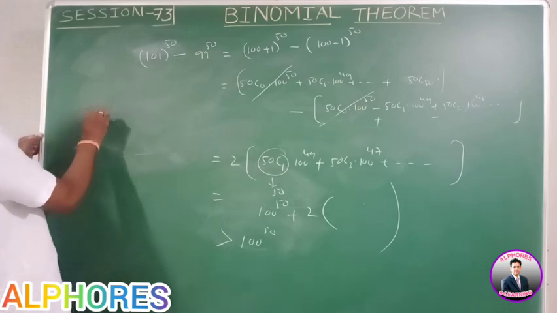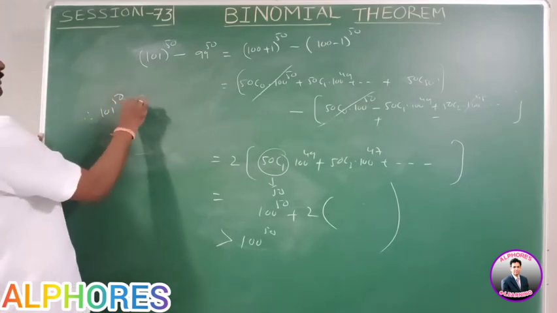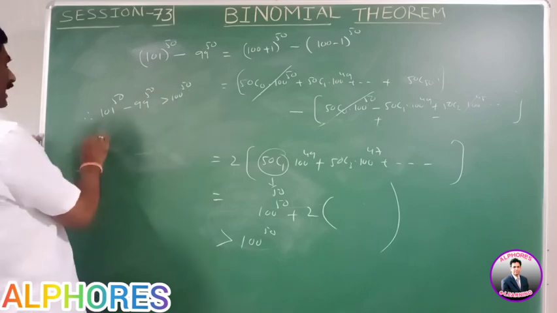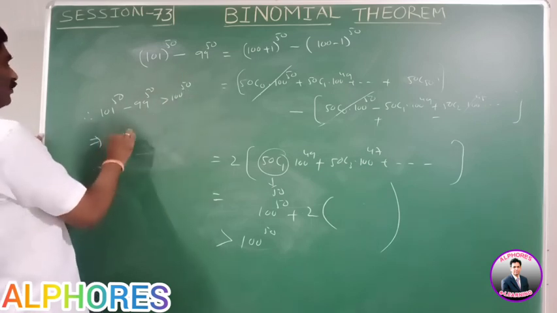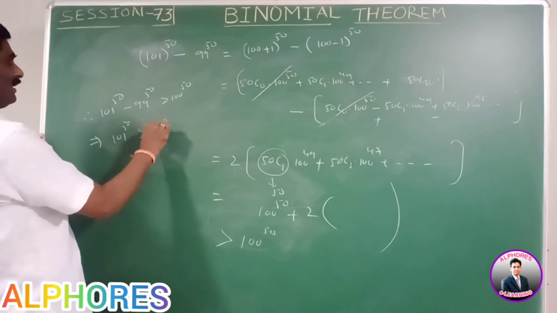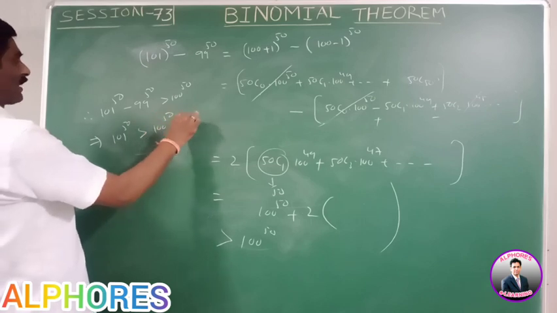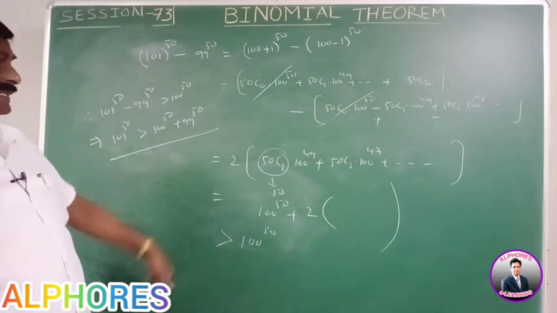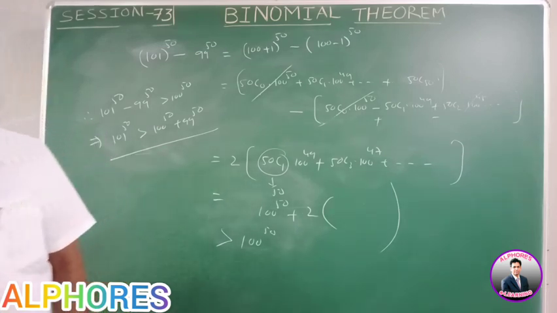Therefore, finally we get 101 whole power 50 minus 99 power 50 is greater than 100 power 50. What is the meaning of this? 101 whole power 50 is greater than 100 power 50 plus 99 power 50. Therefore, finally we get the result. Please note the second method also.